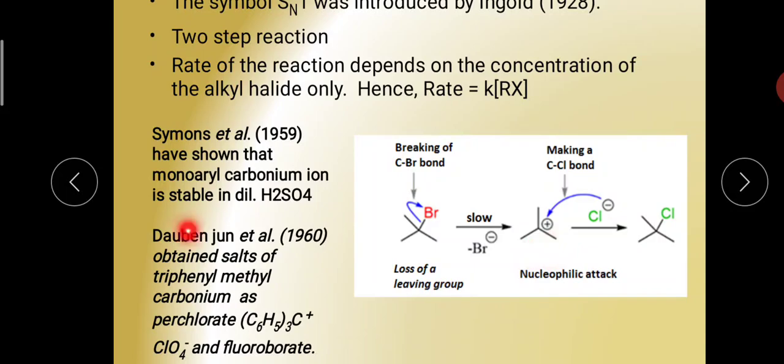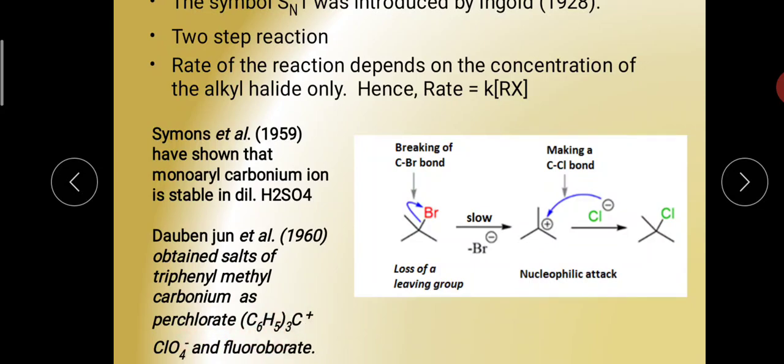For example, Dauben et al., that is he and his co-workers in 1960, obtained salts of triphenyl methyl carbonium as perchlorate. So if I substitute all the three methyl groups with phenyl groups, then that becomes triphenyl methyl carbonium, because carbon carries a positive charge. And that has been isolated in the form of its salts as perchlorates and as fluoroborates.